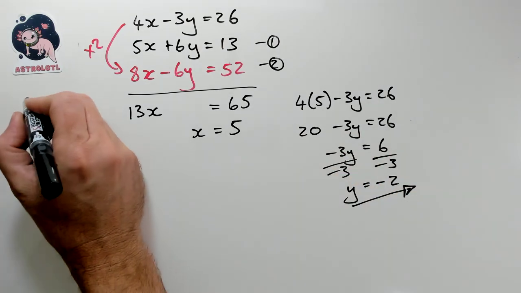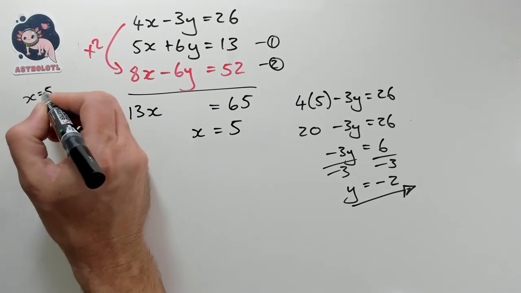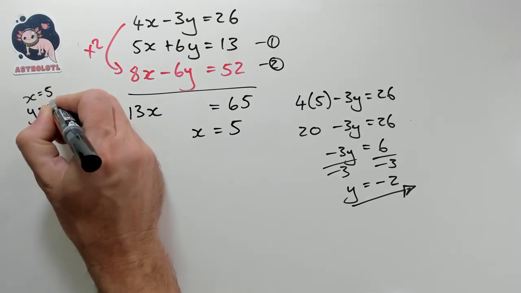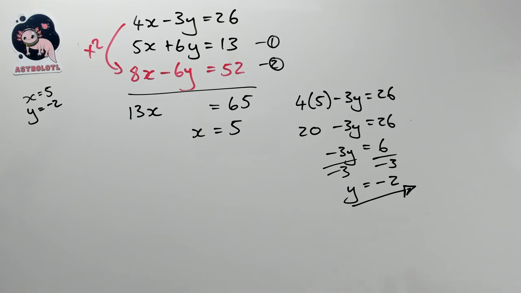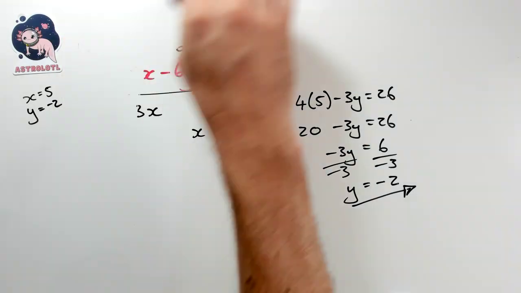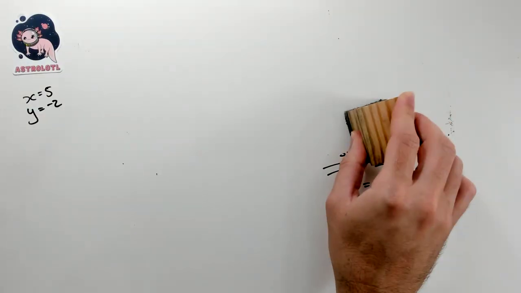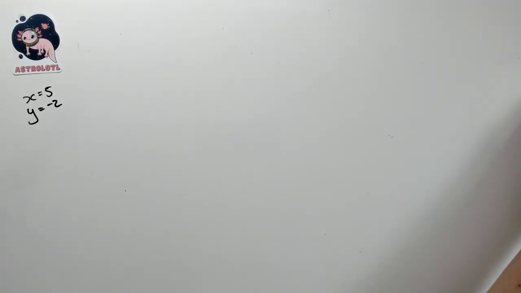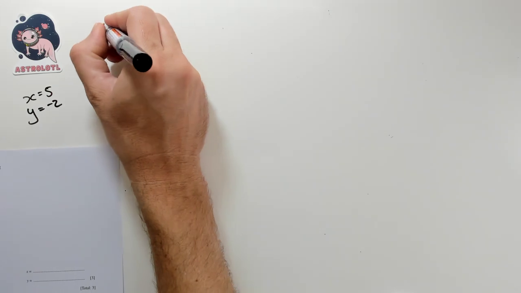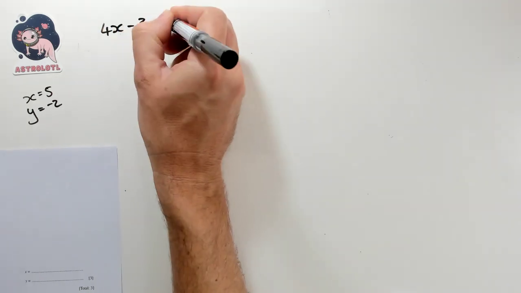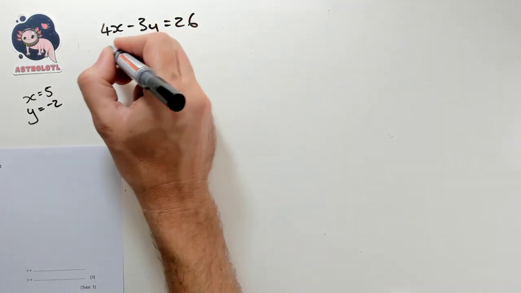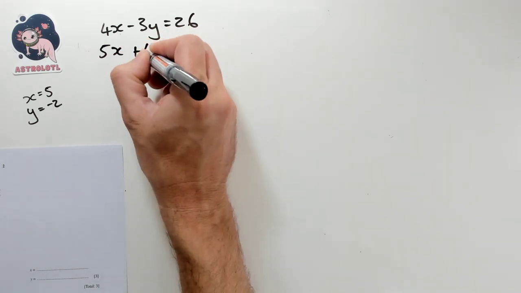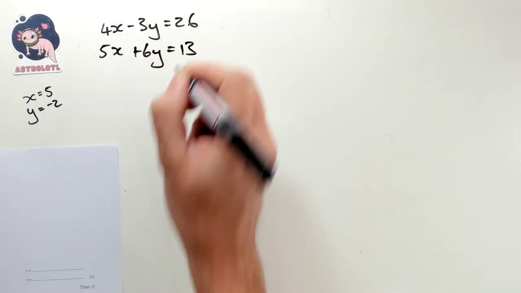So I'm going to write our answers here: x is equal to 5, and y is equal to negative 2. And I'll show you that if you decided to do substitution, why did I wipe the question away? Oh man, sorry about that. Just going to rewrite this again: 4x minus 3y is 26, and then 5x plus 6y is going to be 13.